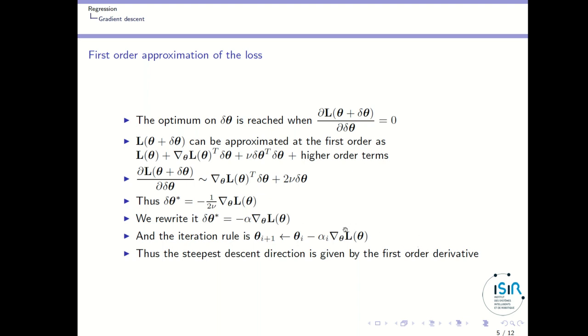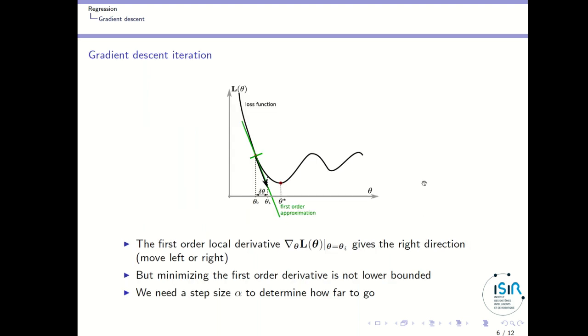So if you know the mathematical expression of the loss, you can take its first order derivative, and this will tell you in which direction you should go. That's illustrated here. So here the first order local derivative gives you the right direction. So if you are here, you should move to the right because the derivative goes to the right. But if you are here, you should go to the left because the derivative goes to the left.